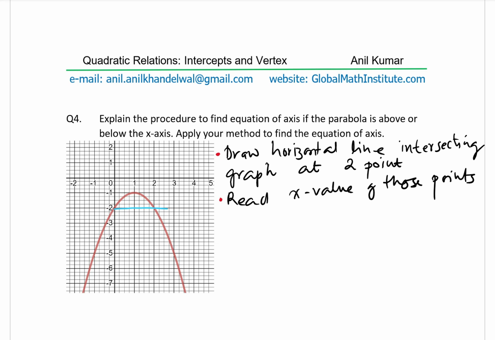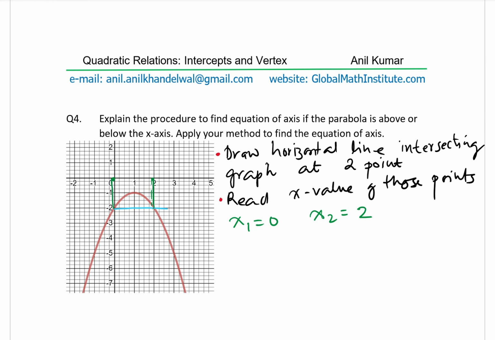As you can see from here, we can read the x value of 0 and the x value of 2. Do you see that part, right? So these are the two values which you read. So we have drawn this horizontal line, which is blue in color, and we read the two x values. X1 is 0 for us, and x2 is 2. So we can now find the axis.